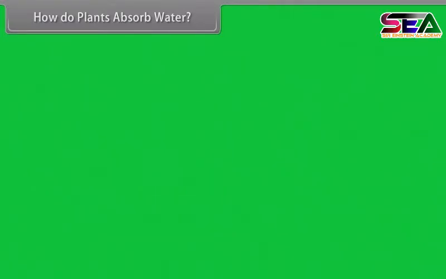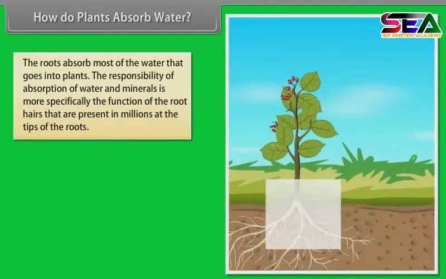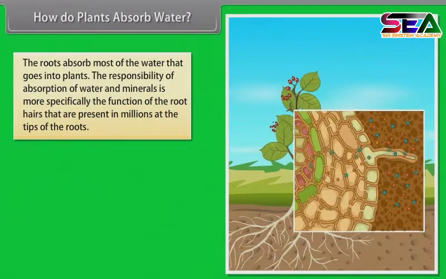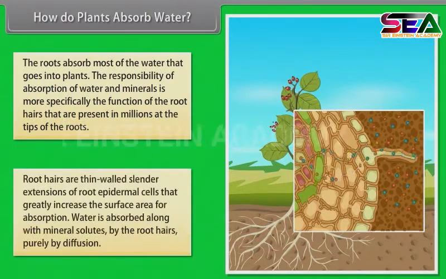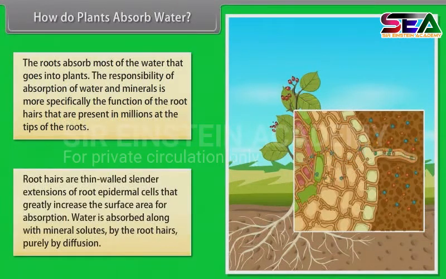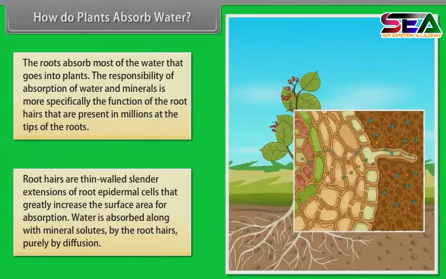How do plants absorb water? Now let us understand how plants absorb water. The roots absorb most of the water that goes into plants. That is why we give water to the soil and not on the leaves. The responsibility of absorption of water and minerals is more specifically the function of the root hairs that are present in millions at the tips of the roots. Root hairs are thin-walled, slender extensions of root epidermal cells that greatly increase the surface area for absorption.